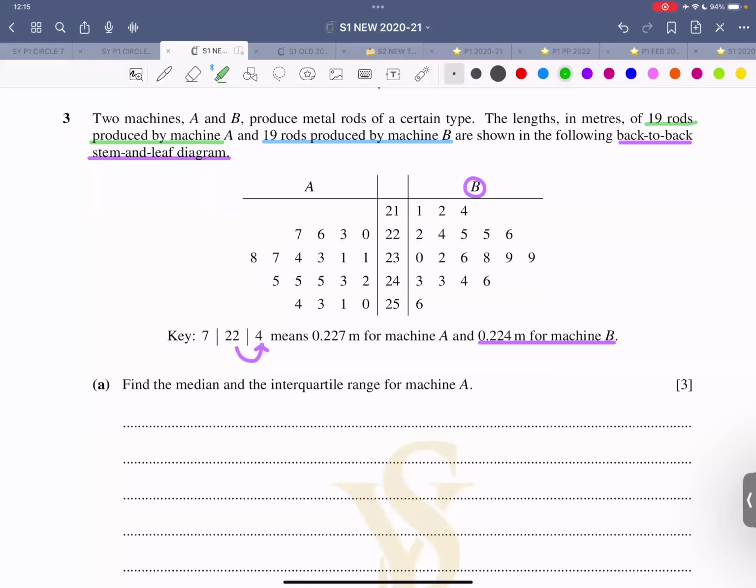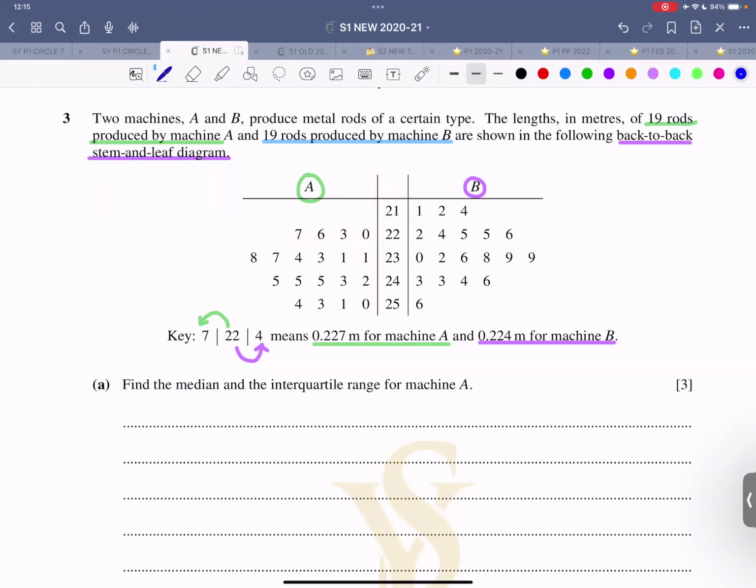Okay. So now for A, 7 | 22. Actually, it would be read like this. 7 | 22 means 0.227 for machine A. Find the median and interquartile range for machine A. So they always ask for the left-hand side because that is kind of tricky.